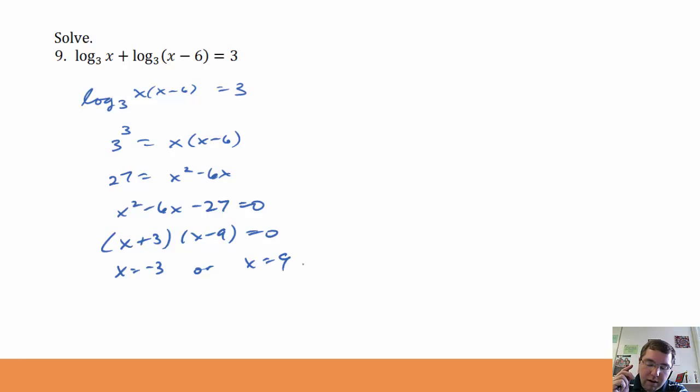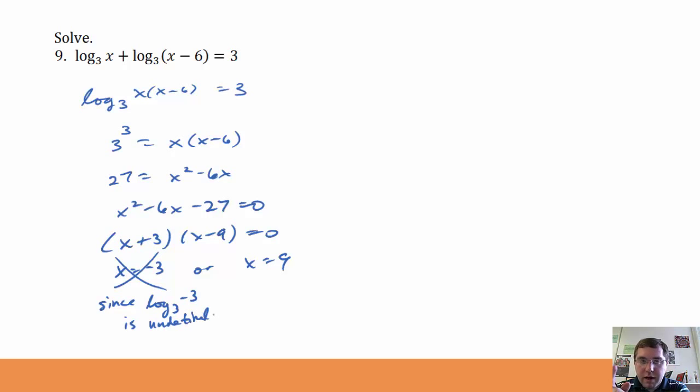Well, if x were negative 3, I'd be taking the log base 3 of negative 3. And I know that I cannot take the log of a negative number. So x cannot be negative 3, since log base 3 of negative 3 is undefined.